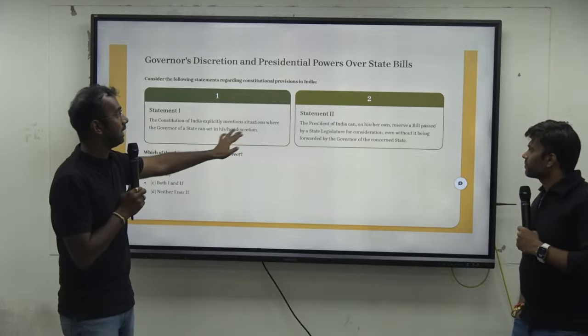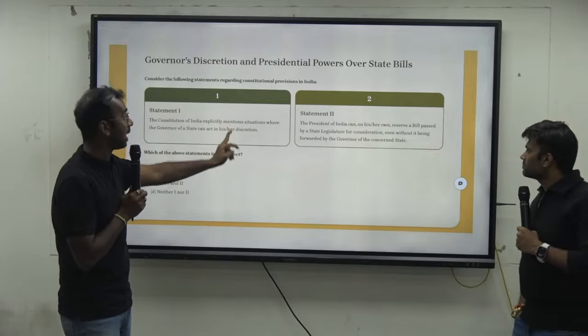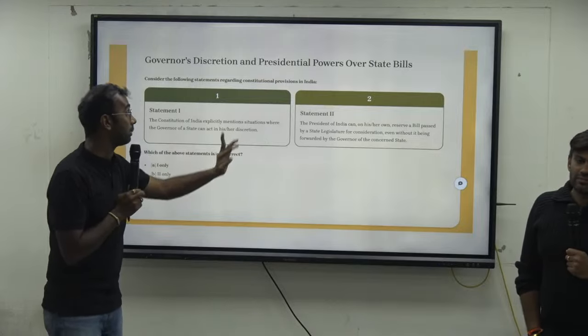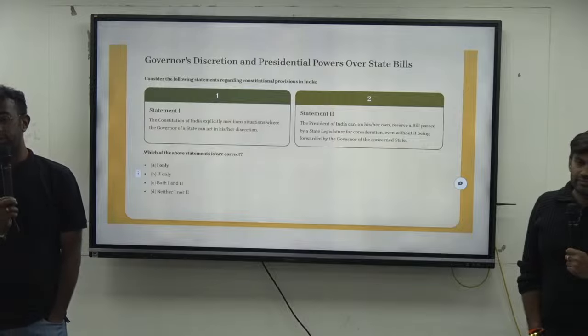The President of India can, on his or her own, reserve a bill passed by the state legislature for consideration even without it being forwarded by the governor of the concerned state. True or false?